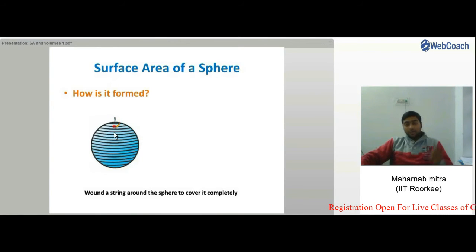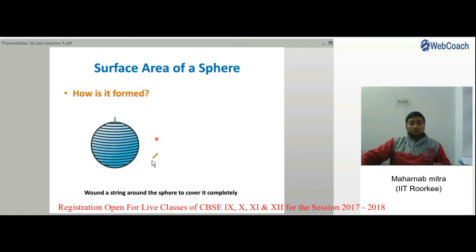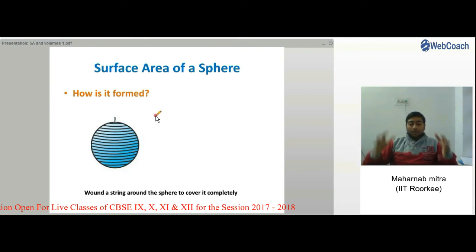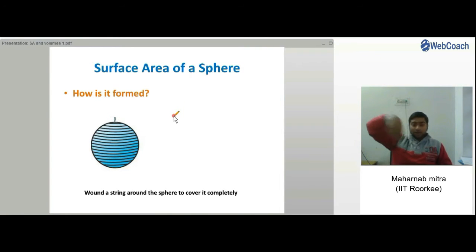right? So let us find out what the surface area is. Now finding the surface area of a sphere is not that easy as we had done for all the figures which we had considered till now. For this you actually need a sphere and a long piece of string. Now what we do, we put a needle on top of the sphere for support of the string. Now we keep on wrapping the string around and around so that it covers the entire sphere. We wound the string around the sphere to cover it completely.